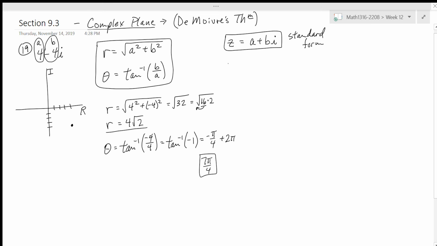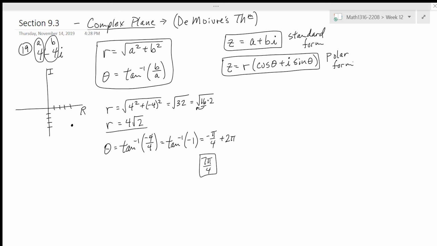Or we can say Z equals R cosine theta plus I sine theta. And this is polar form. So you ask me, how do you write that as an ordered pair? And the answer is you don't. If it's a complex number, it has to be in this formula or in this format to be in polar form. Okay?